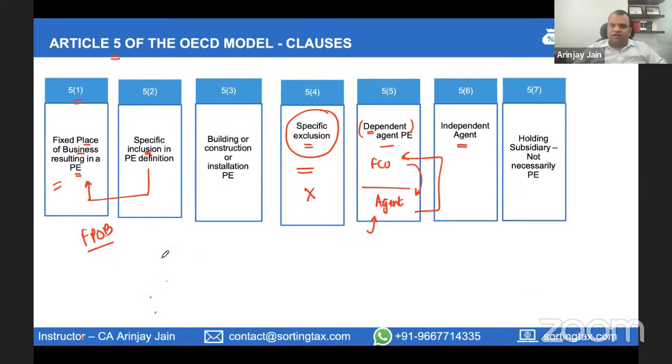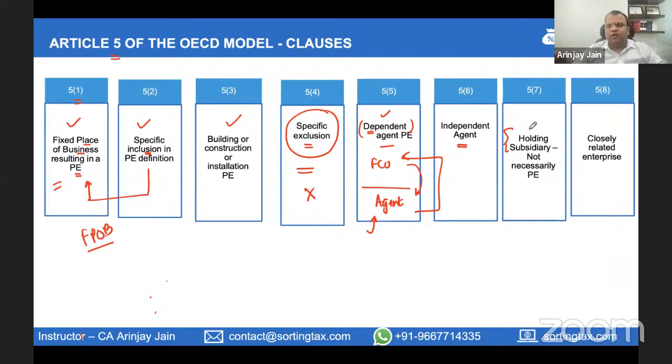Paragraph 7 basically covers a situation where there is a holding and a subsidiary relationship between two companies. And this provides that just because a company is a subsidiary of a foreign enterprise does not mean that it will become a permanent establishment of the non-resident. Unless and until it either is a fixed place of business through which the non-resident's business is carried out, it is included in the specific inclusions, or it's a case of a dependent agent or a building or a construction project. Just because there is an ownership linkage between the non-resident and the local enterprise would not mean that this enterprise becomes a permanent establishment of the non-resident.